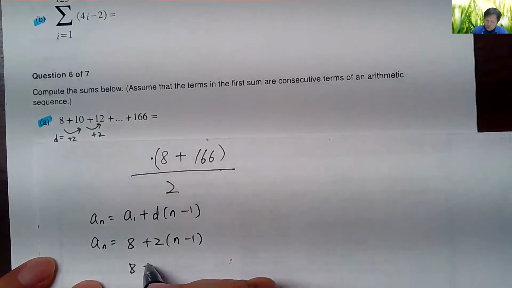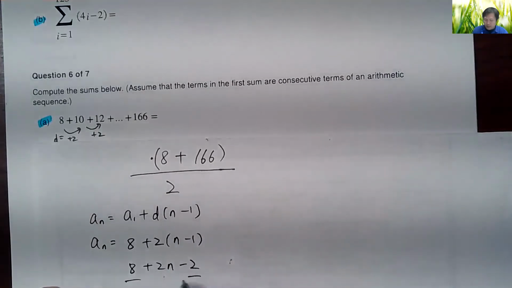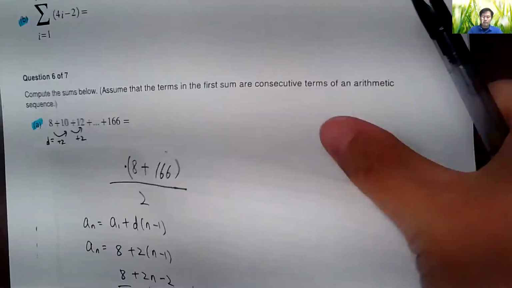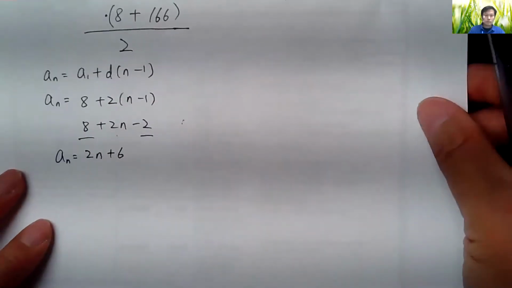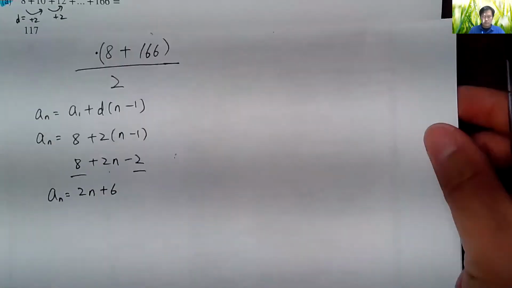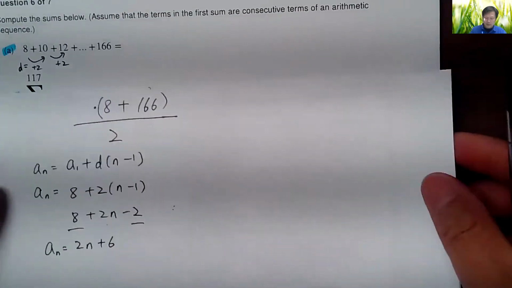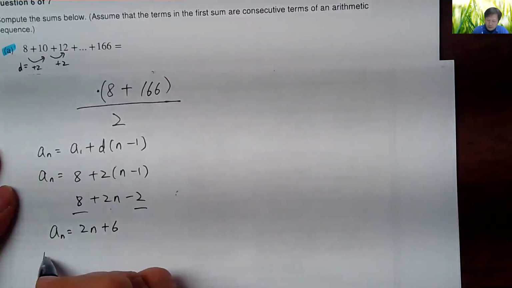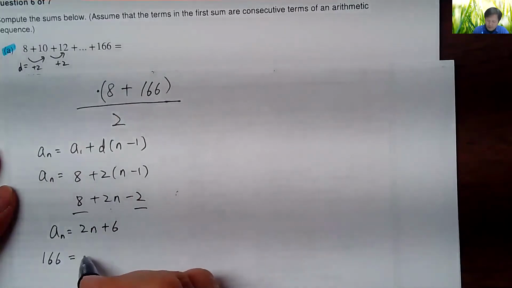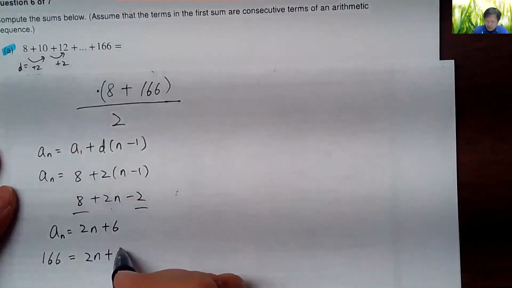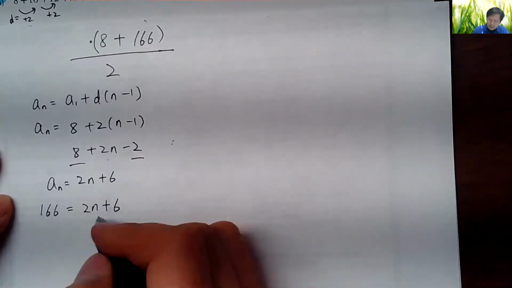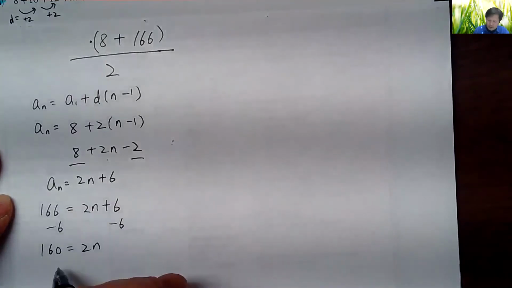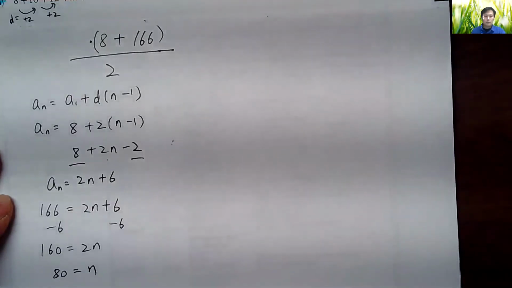Distribute 2. Combine like terms: 2n plus 6 is a sub n. Then what? You need to find the value of n for the last term, which is 166. So plug 166 in for a sub n and solve for n. Minus 6, minus 6, 160 equals 2n. Solve for n: 80 equals n.